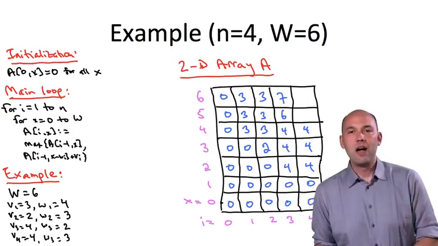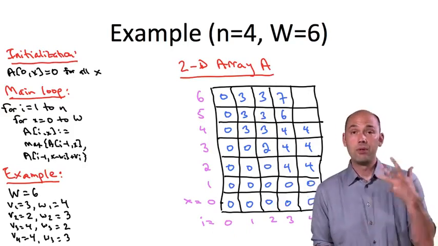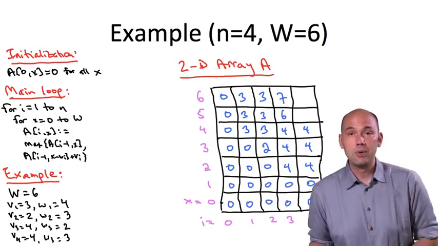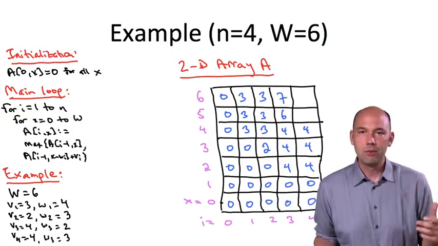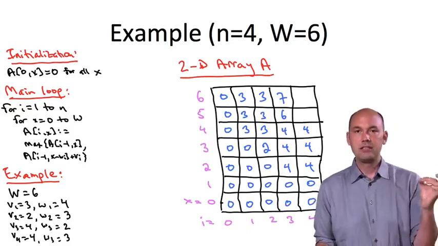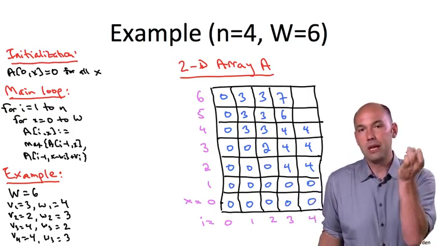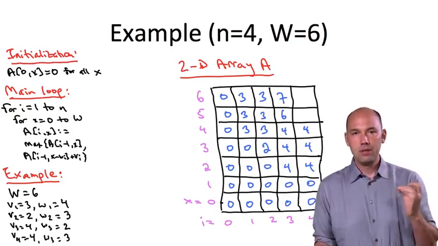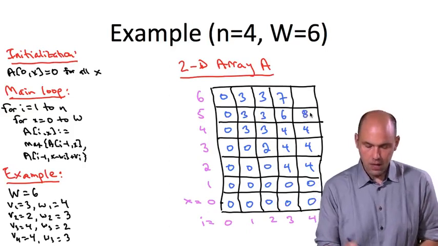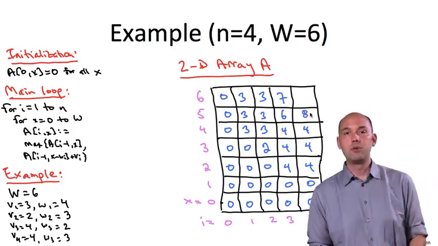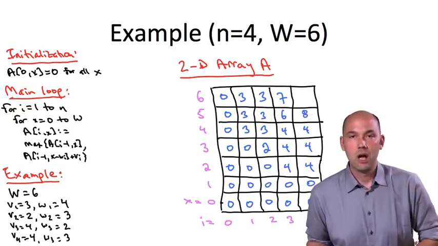Now, when x equals 5, we let the good times roll. We can take the fourth item, and we get a value of 4 for the fourth item. But now when we subtract out its weight, we get a residual capacity of 2. And when x equals 2 and i equals 3, we also get a value of 4. So in this entry, we're going to write 4 plus 4, or 8. And that's superior to the alternative, which is just inheriting the 6 from the column to the left.